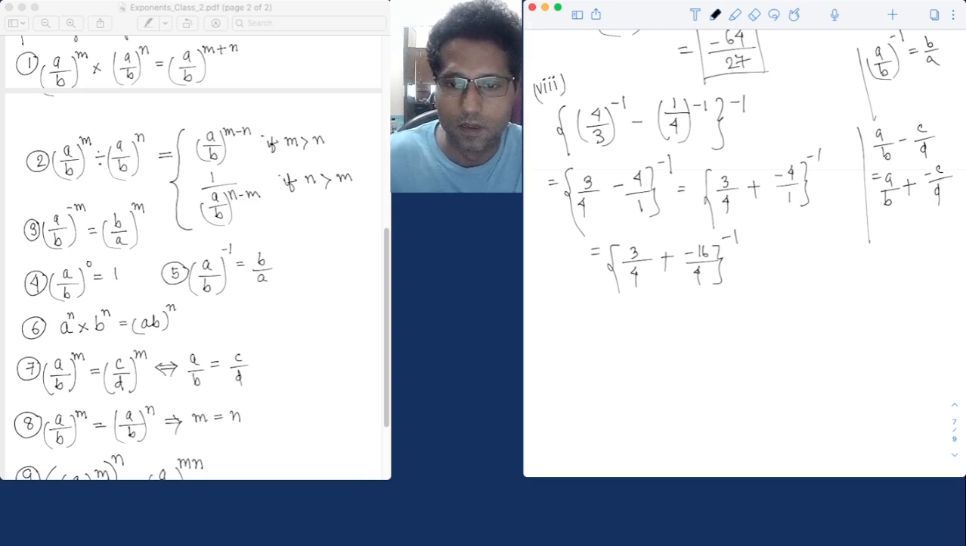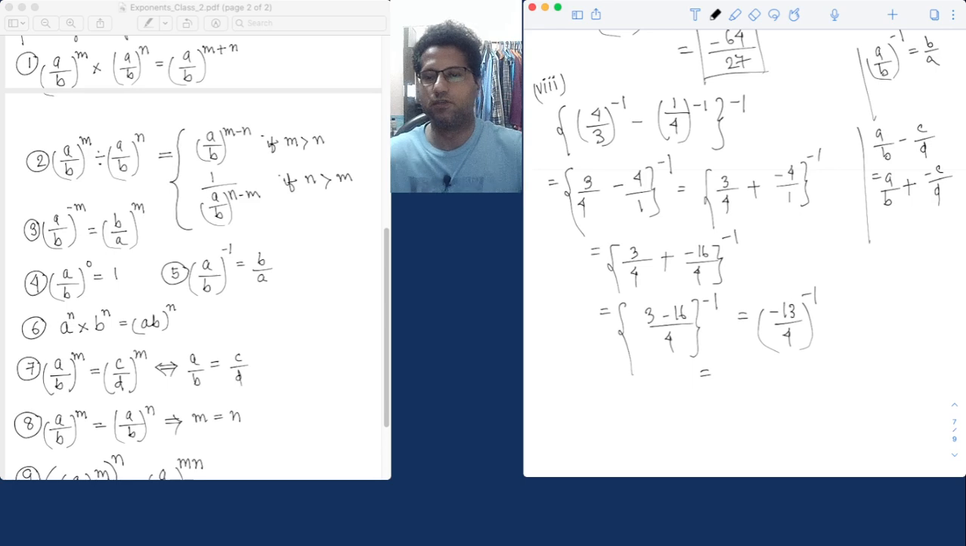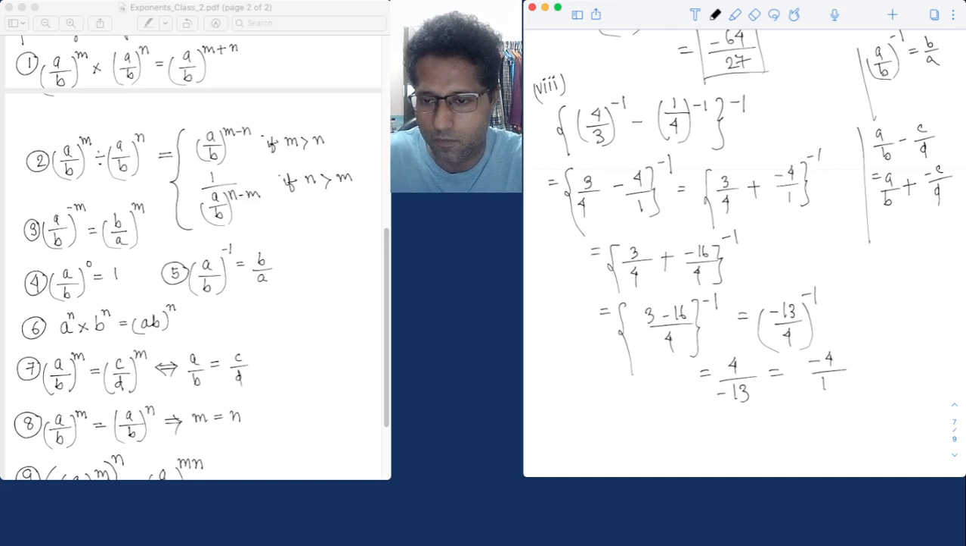Now we have addition of two rational numbers with the same denominator. We will just add the numerator and divide it by the same denominator. So this becomes 3 minus 16 by 4, and we have the power minus 1. This is minus 13 by 4 to the power minus 1. Now to the power minus 1 means the reciprocal. So this becomes 4 by minus 13. Again we have negative denominator, so we would like to have denominator as positive. So this becomes minus 4 by 13. This is the answer. Okay.